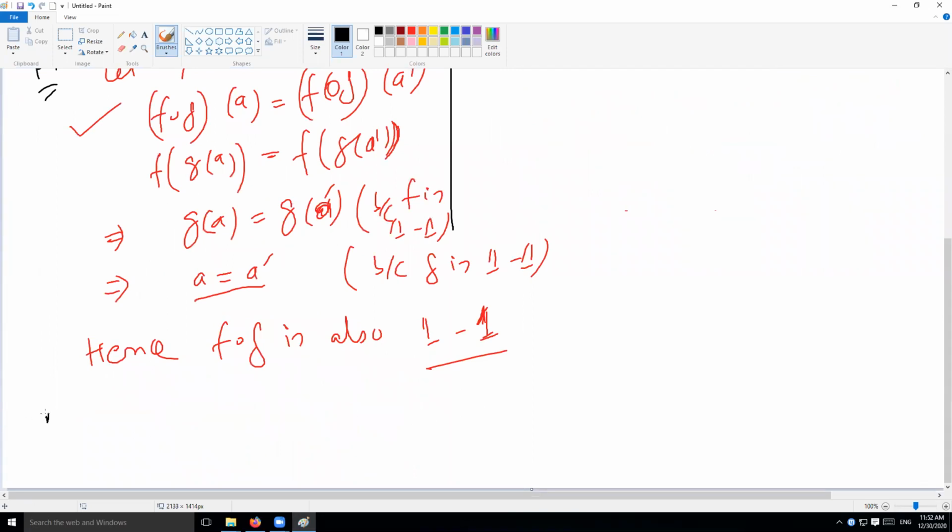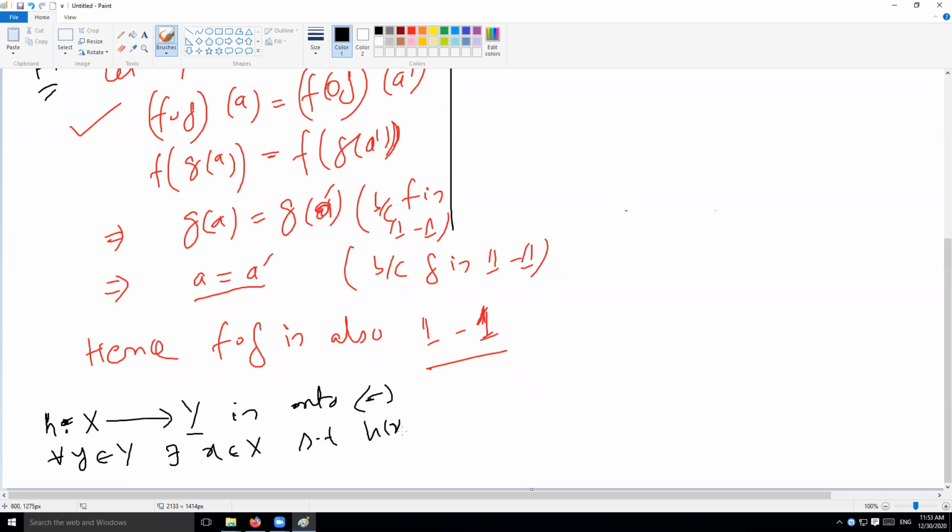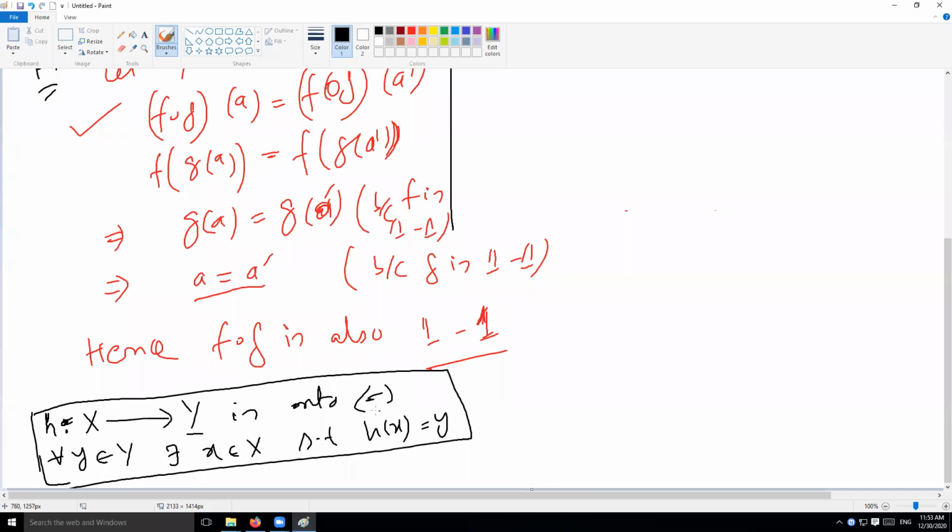If you want to prove that H is some map from some set X to Y, then H is onto if and only if, for all Y in codomain, there is an element in domain such that H of X equals Y. So this is the whole statement: for every element in codomain, there is an element in domain such that H of X equals Y.